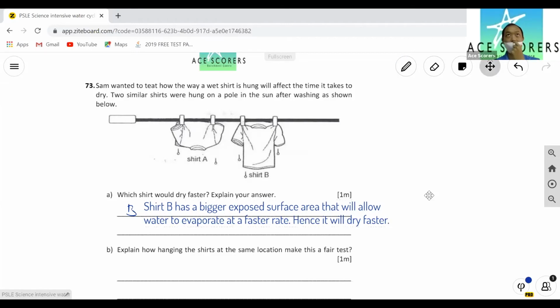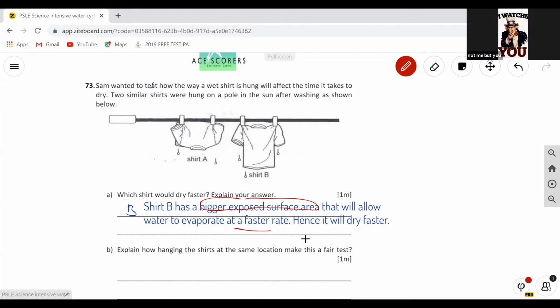Okay, hence it dries faster. So you have to mention that water evaporates at a faster rate due to the bigger exposure ratio. Most students might just stop here. They will stop here: oh, bigger exposure ratio. But you haven't explained why. So what? If you have a bigger exposure ratio, the water can evaporate at a faster rate. Hence it dries faster.